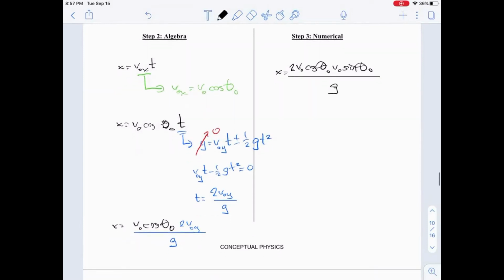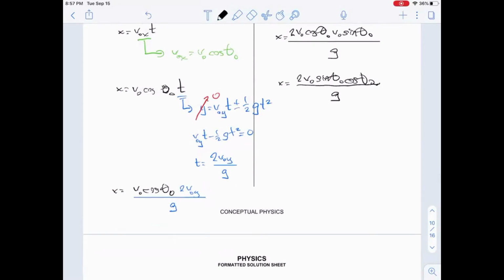Okay, so let me ask you this question. All right, so you have 2 cosine of this angle and sine of this angle. So what is that? What kind of a trig identity is that, if you know that? Okay, so V0 and V0 will give you a square. And then you have sine of the angle times the cosine of the angle divided by g. All right, so 2 sine of the angle times the cosine of the angle. Okay, so what is it? If you don't remember it, is it a double angle identity? All right, absolutely.